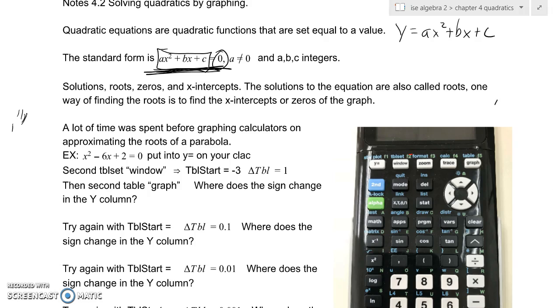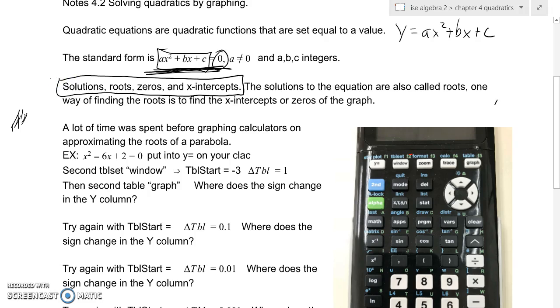One way of finding those roots is to find the x-intercepts or zeros of the graph. So on the graph, we tend to talk about roots as x-intercepts and zeros. In the equation, we talk about the solutions or the roots. But really, these 4 things are quite interchangeable, understanding that these are all really talking about the same thing.